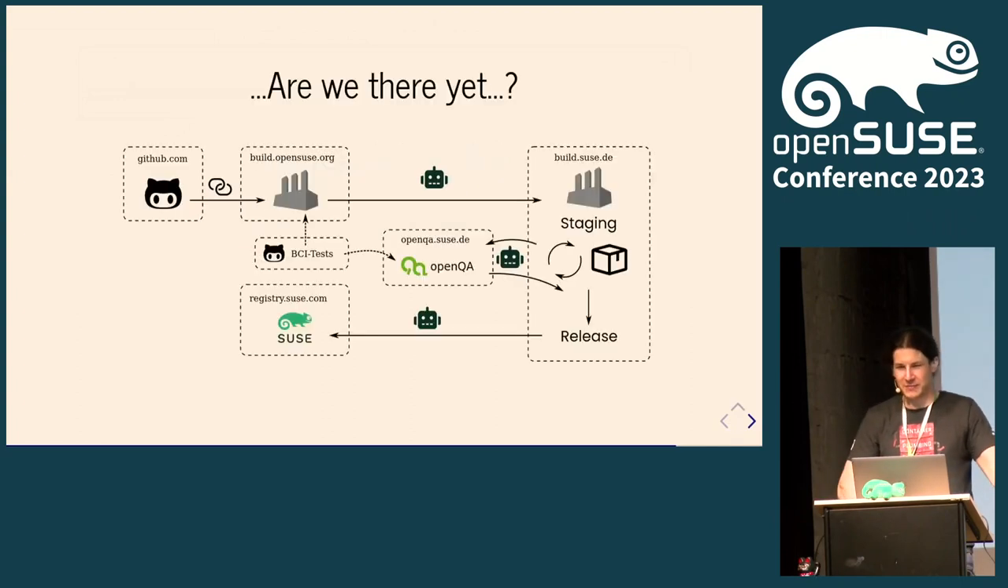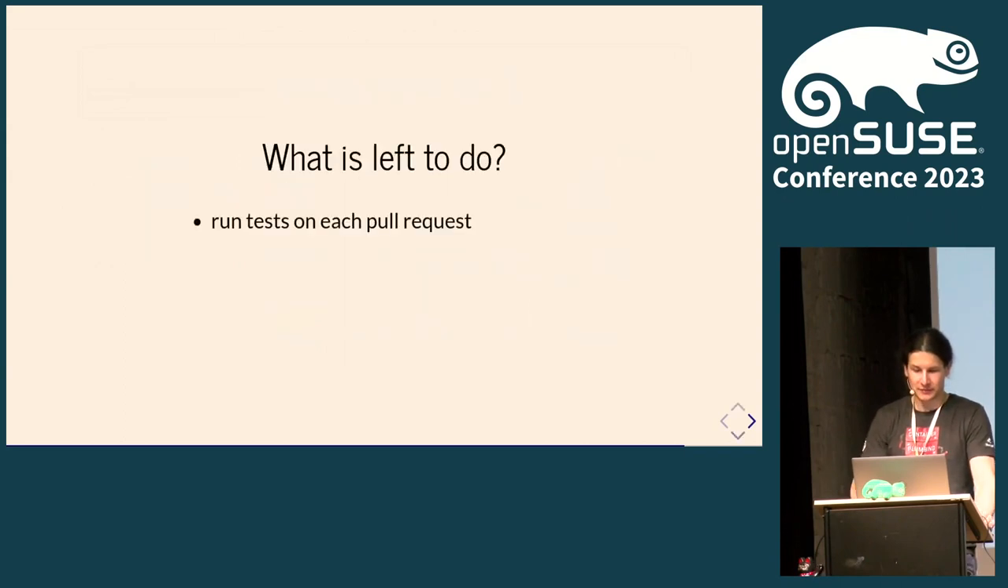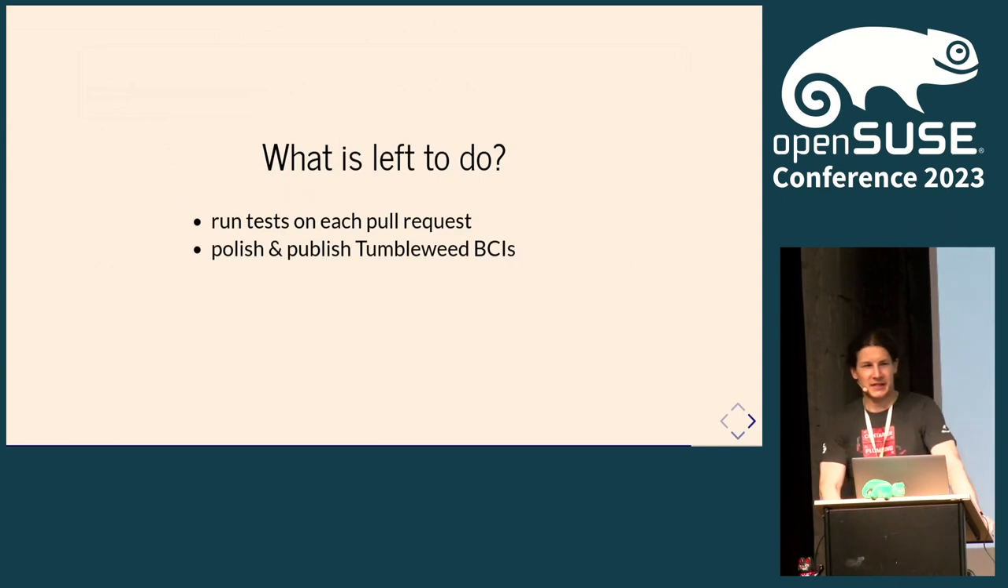Because if we go back to this picture, when do you notice that things are broken? Here. When do you want things to notice when they're broken? When you're here. So it would be nice to add another arrow into this, which adds, of course, another possibility for a lot more breakage. We also have Tumbleweed BCIs. I guess you all didn't notice, because we didn't make a lot of noise about them, and they deserve much more love than they actually got.